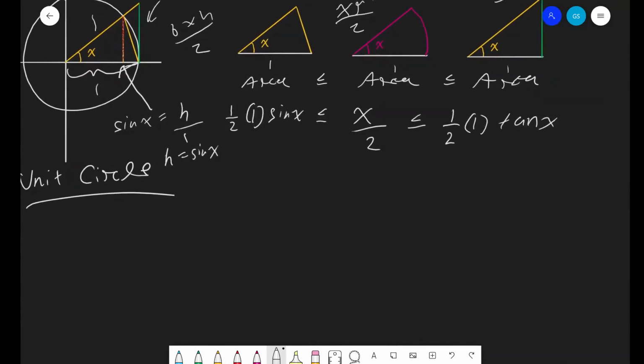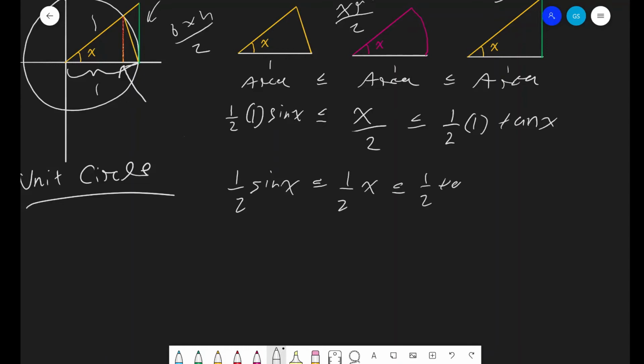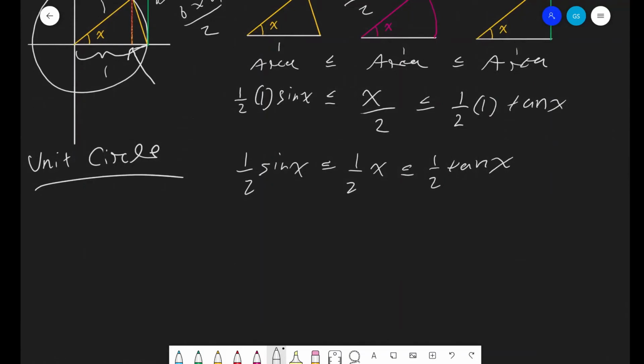All right, I'll just erase this to make sure we have some space. Now multiplying it all, we get half sine x less than or equal to half x less than or equal to half tan x. Let's do some basic algebra. I'm going to multiply everything by 2 so the 2's cancel out. So now I get sine x is less than or equal to x, which is less than or equal to tan x.